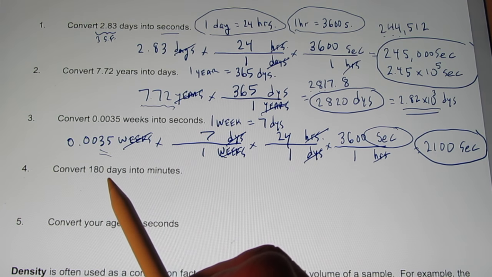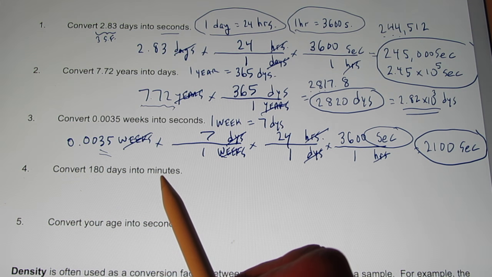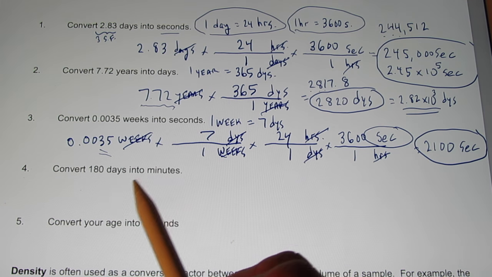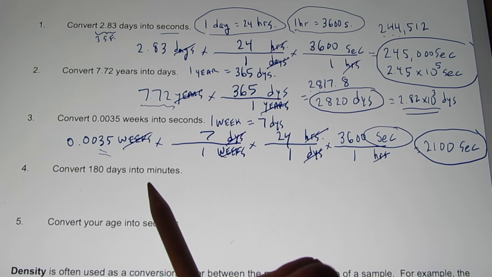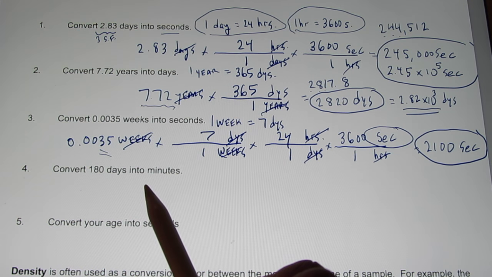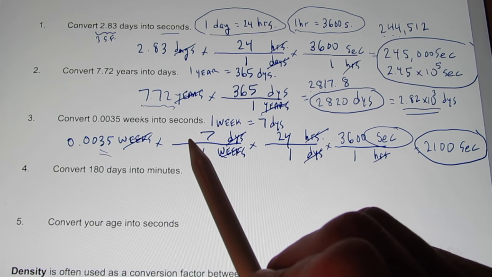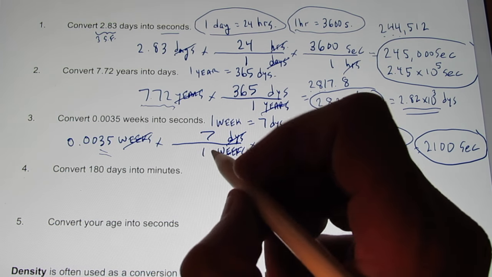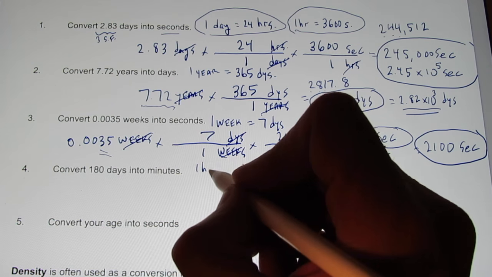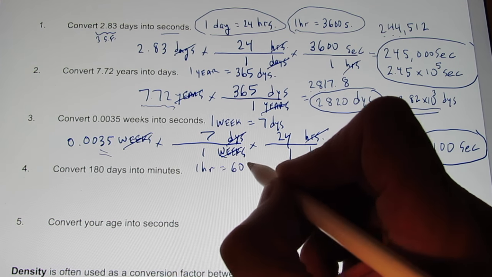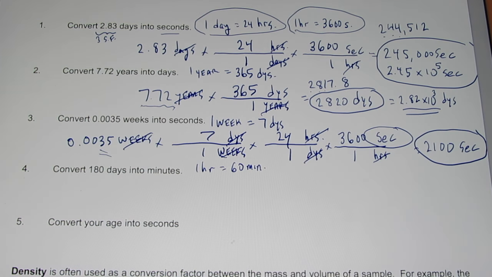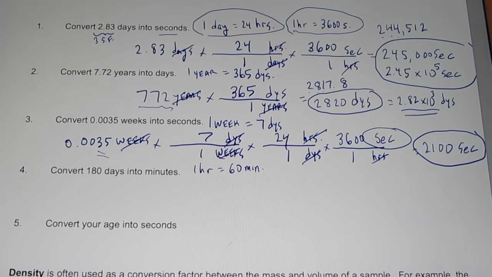All right, 180 days into minutes. So let's see, we're going to go from days to minutes. I don't know how many minutes are in a day. Do you? No, but I do know that there are 24 hours in a day, and I do know that in 1 hour, there are 60 minutes. So those are the two conversion factors that I'm going to use.